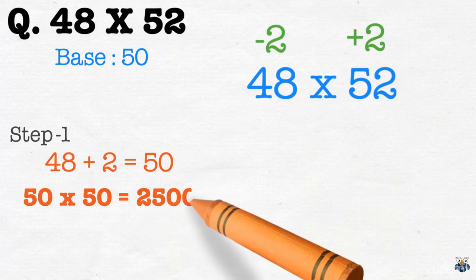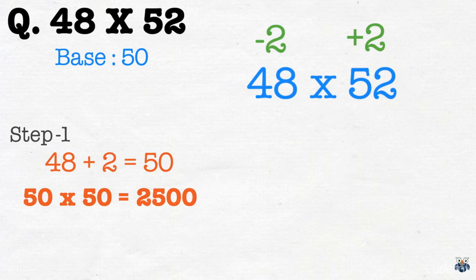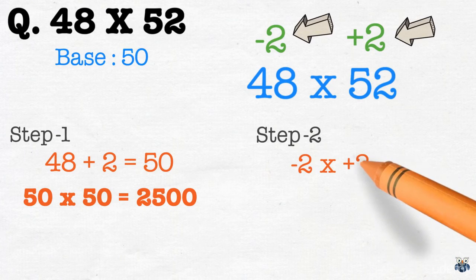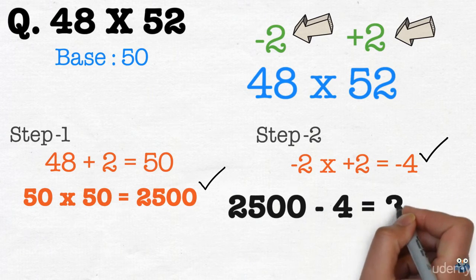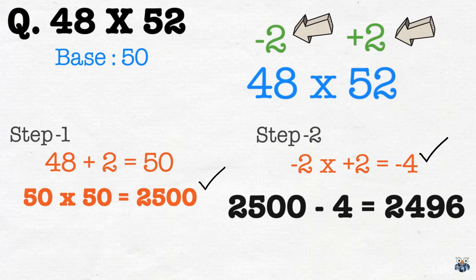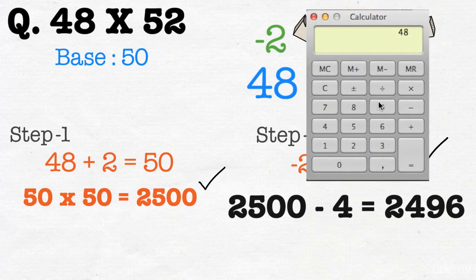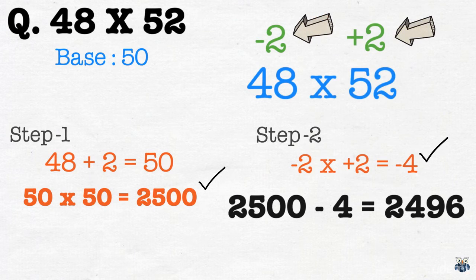50 times 50 is 2500. We then multiply the difference numbers. Minus 2 times 2 is minus 4. And don't forget this negative sign please. And finally we add both numbers. 2500 minus 4, or 2500 plus minus 4, is 2496, which is our final answer. So let's check our answer. Yep, it's correct. I hope these examples have given you a decent overview of the concept.